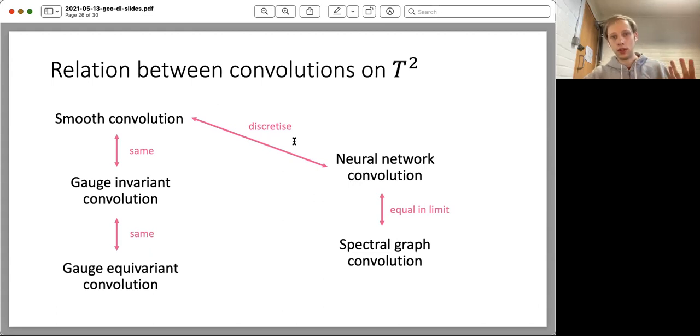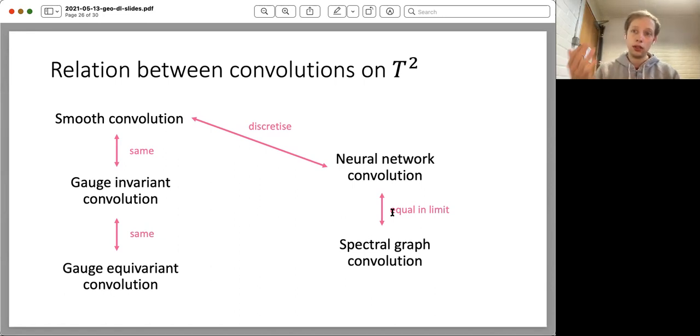And two statements I made earlier: first, the smooth convolution, if you discretize it, you end up with this neural network convolution, the thing with the matrices. And in the limit, that's the same as the spectral graph convolution. Did I say that actually? Oh, maybe that wasn't stated, but yeah, I did say that. That was one of the lemmas.